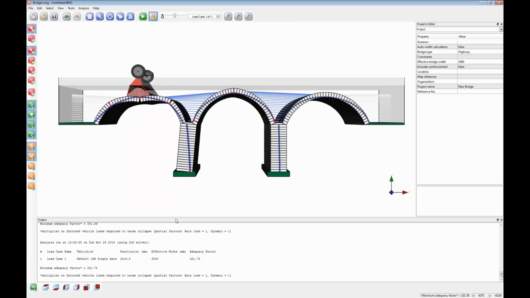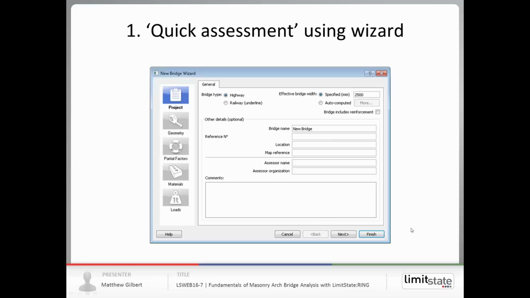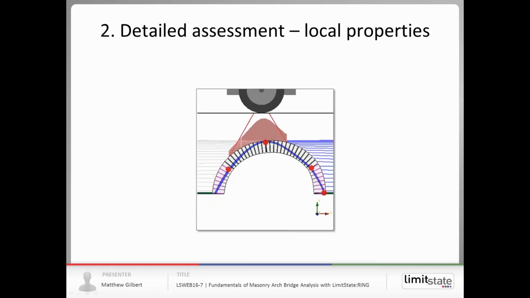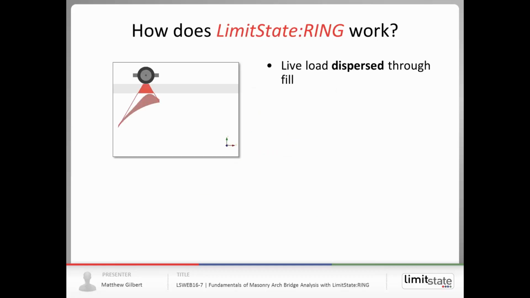Okay, what I'm going to do now is just go back to the slides and just pick up where I left off, because that second operation that I carried out, putting in the mortar loss, is an example of using the software in a more detailed assessment mode, where we're using knowledge, typically from an inspection of the structure, to allow us to refine the analysis. And here you can see how the mortar loss has influenced the mode of response.